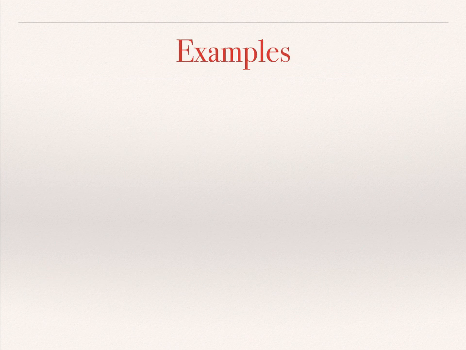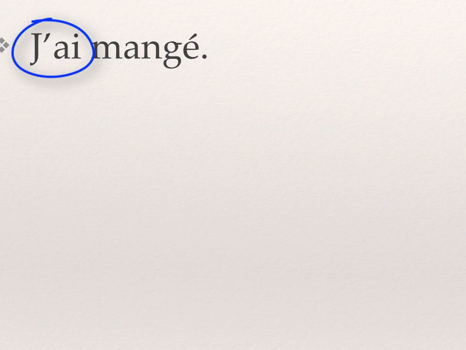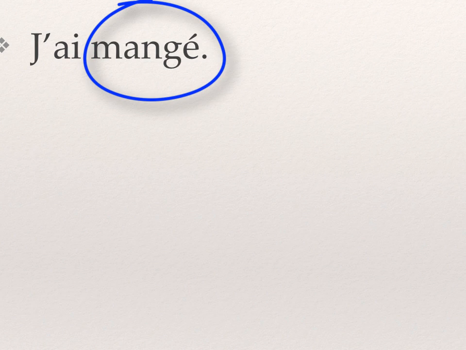Now I'm going to give you a few examples, and we're also going to talk about the negation at the same time. J'ai mangé is the verb manger in the passé composé. You can see that we have je that becomes j' apostrophe because ai starts with a vowel. Avoir is conjugated in present tense, and mangé is the verb manger in the past participle form.